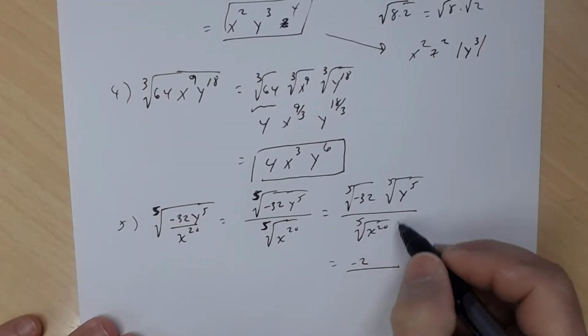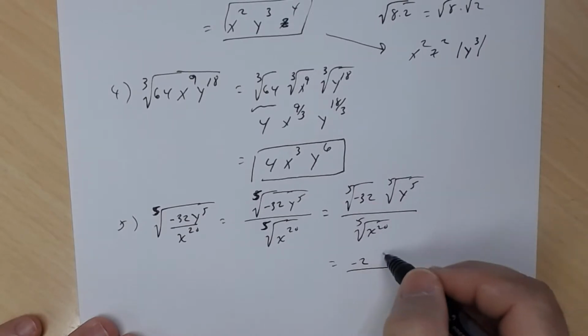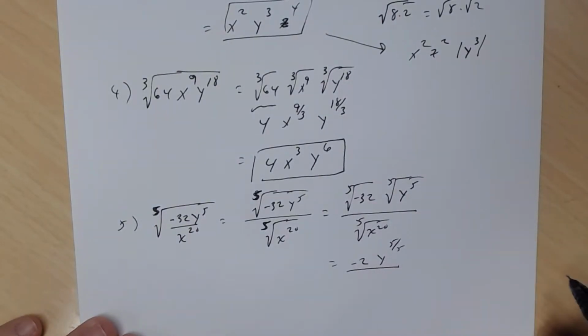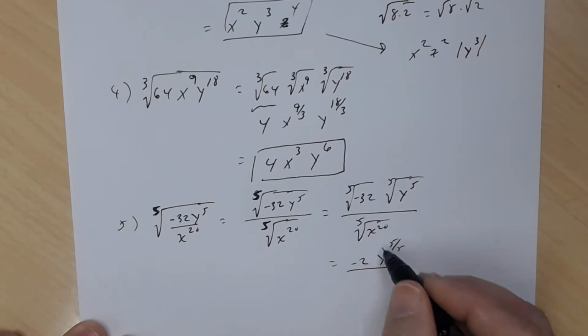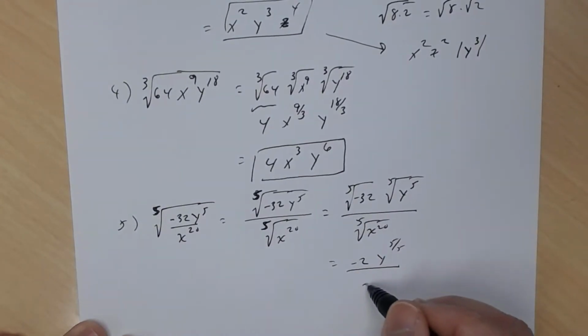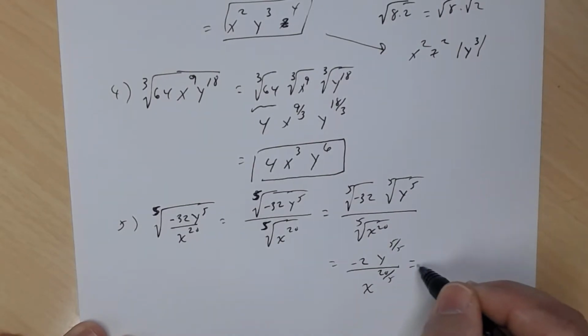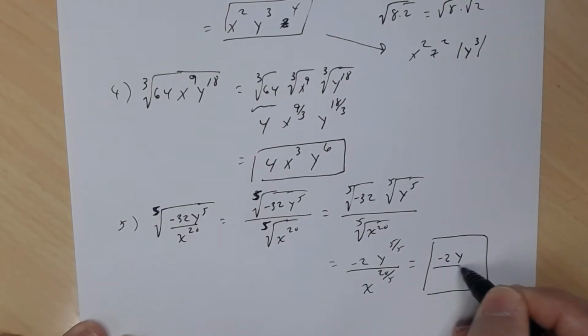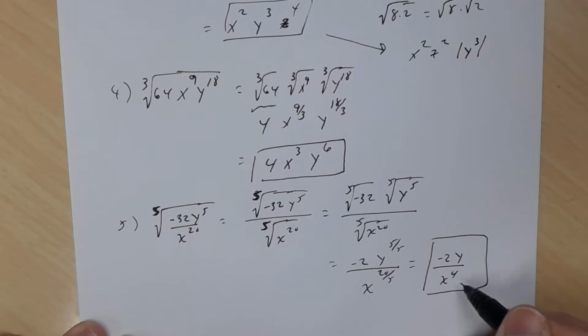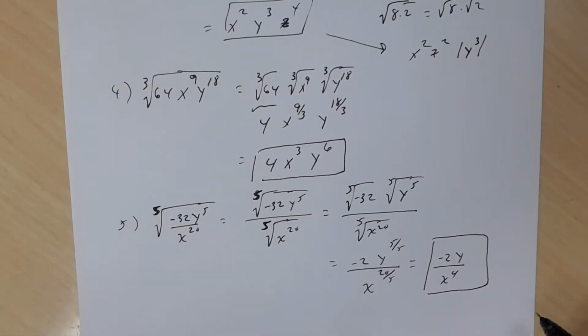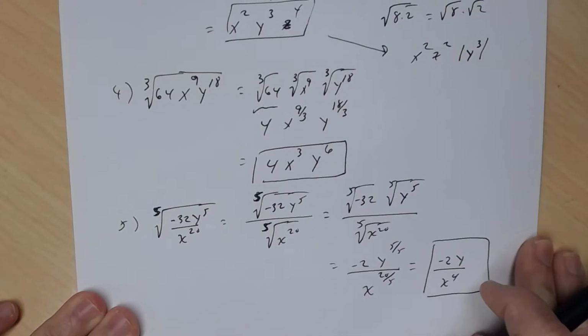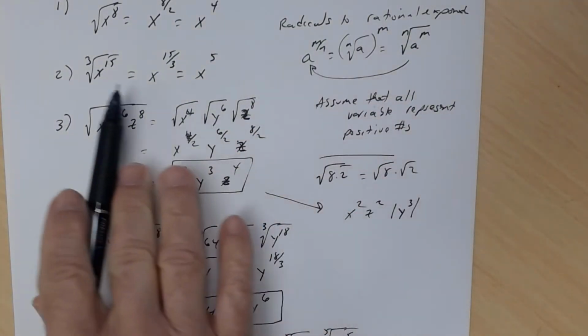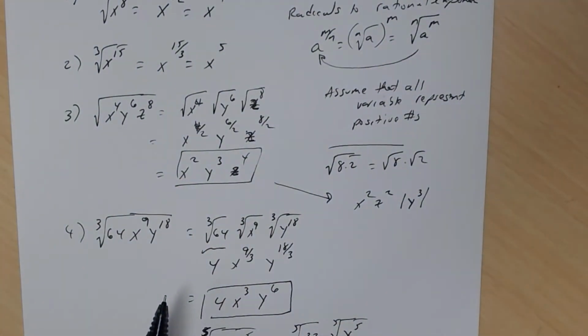And then here, remember that the fifth root of y to the 5th means y to the 5 divided by 5. And the fifth root of x to the 20th means x raised to the 20 divided by 5. Then let's simplify this, and so your answer would be negative 2y, because 5 divided by 5 is 1, divided by x to the 4th power. All right, so that was the idea behind part 1. These are not difficult situations to deal with.